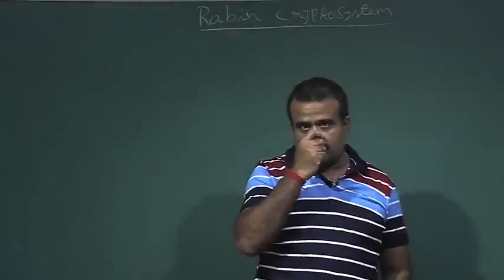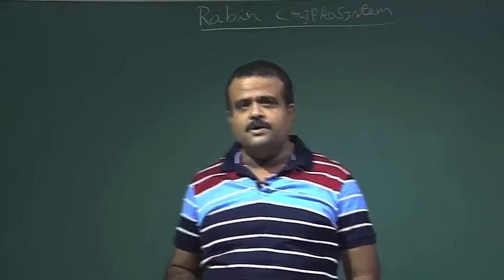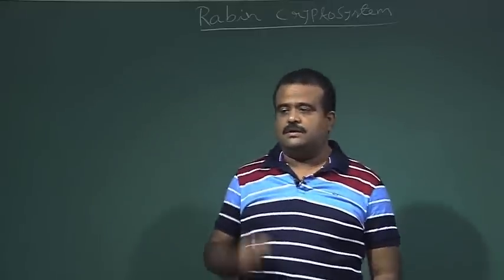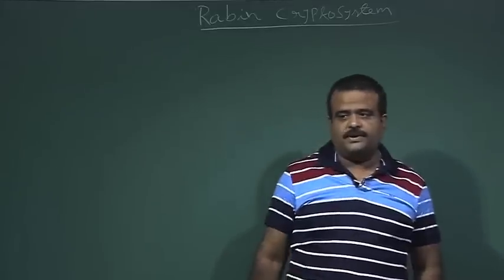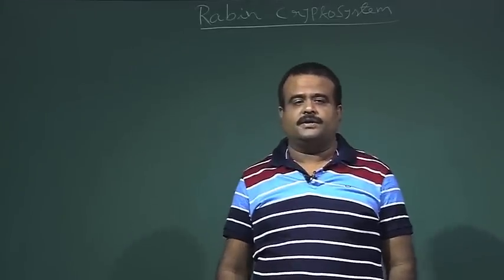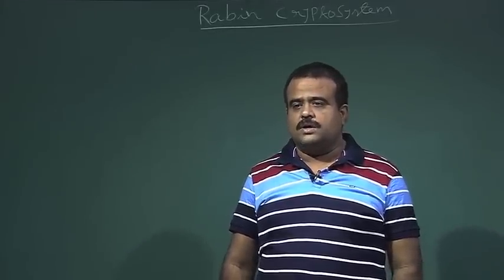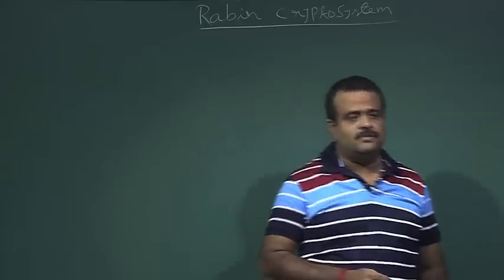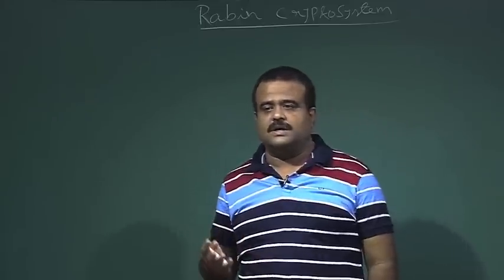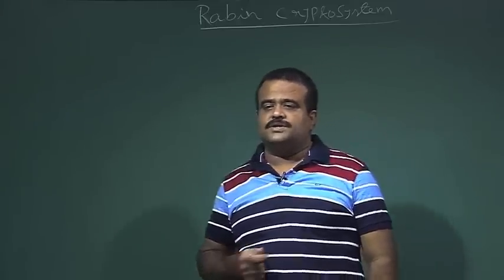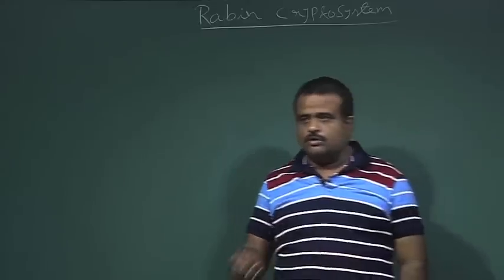Okay, so we will talk about Rabin's cryptosystem, which is based on what is called the Chinese remainder theorem and quadratic residue. So before going to the Chinese remainder theorem, we want to see how to solve a system of linear equations modulo p.